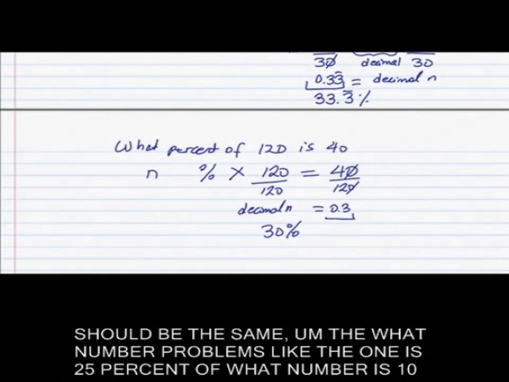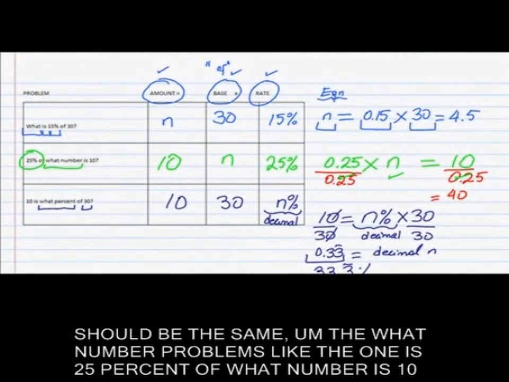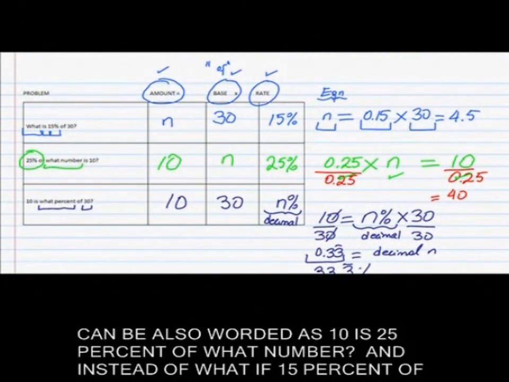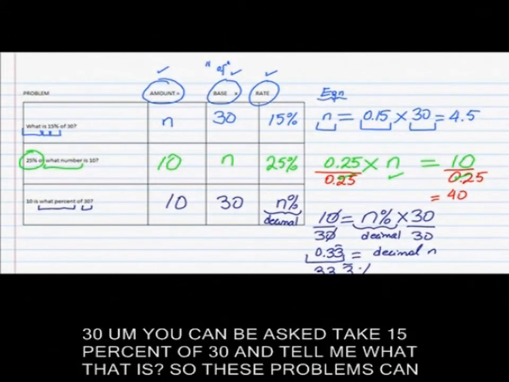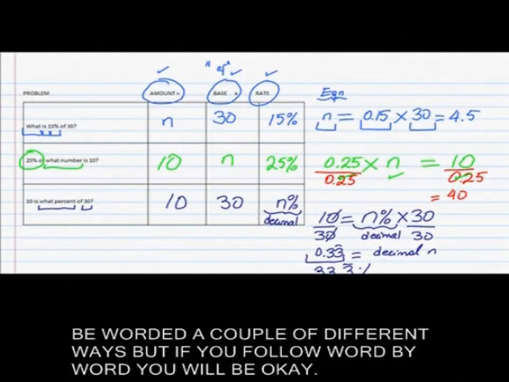The "what number" problems, like "25% of what number is 10," can also be worded as "10 is 25% of what number." And instead of "what is 15% of 30," you can be asked, "take 15% of 30 and tell me what that is." So these problems can be worded a couple of different ways, but if you follow word by word, you will be okay.